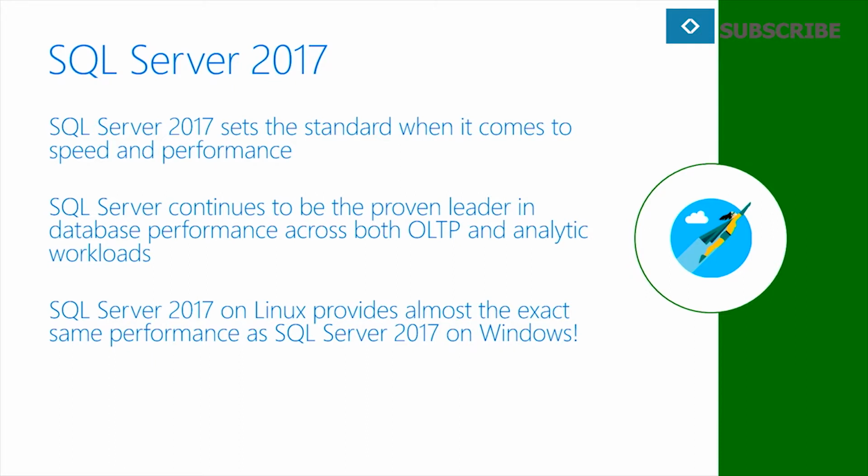With SQL Server 2017 on both Windows and Linux, we continue to provide the fastest general-purpose database on the planet. We have consistently demonstrated this performance across both OLTP and analytic workloads. These results were done with close collaboration with our hardware partners and use a suite of TPC benchmarks. But best of all, SQL Server 2017 on Linux is just SQL Server. That enables us to maintain similar levels of performance on both Windows and Linux.